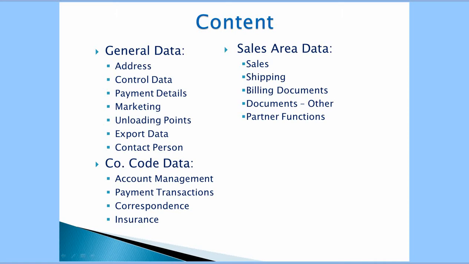In today's session on Customer Master Maintenance, we're going to look at the three sections of the Customer Master Record. We have the General Data section, which spans all company codes. We have the Company Code Data section, which is specific to each company code. And we have the Sales Area Data section.